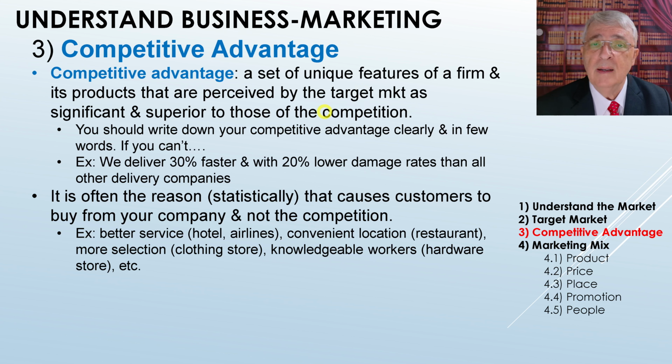Back in the old days, a lot of people saw, for example, Henry Ford's production line as being significant. Today, that's kind of expected. Customers don't see a production line as being some reason to buy product. You should write down your competitive advantage clearly in a few words, and if you can't do it, well, again, you're lost. So for example, this might be your competitive advantage. We deliver 30% faster, 20% lower damage rate than all other delivery companies. And if you're a delivery company, that is a perfectly good competitive advantage.